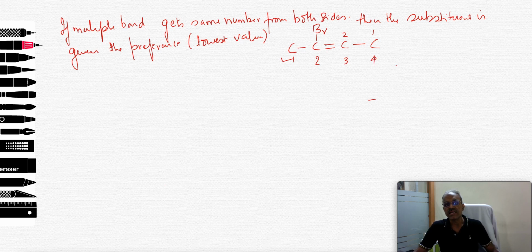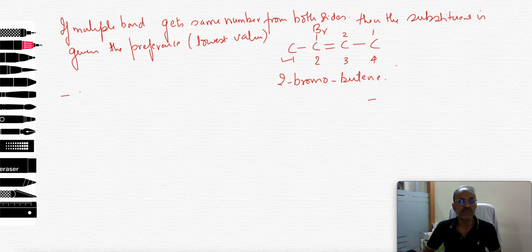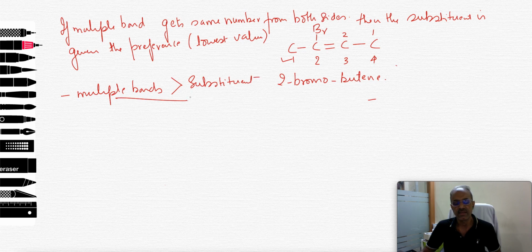If the multiple bonds, multiple bond means either double bond or triple bond, get the same number from either side, right? Then it will be 2 bromobutene. As we know, even from this we can say that multiple bonds, no doubt, are given more priority as compared to substituent, as we have seen in the previous slide.